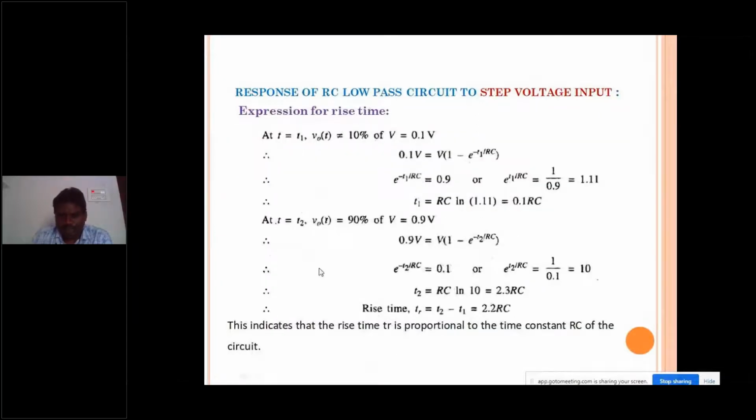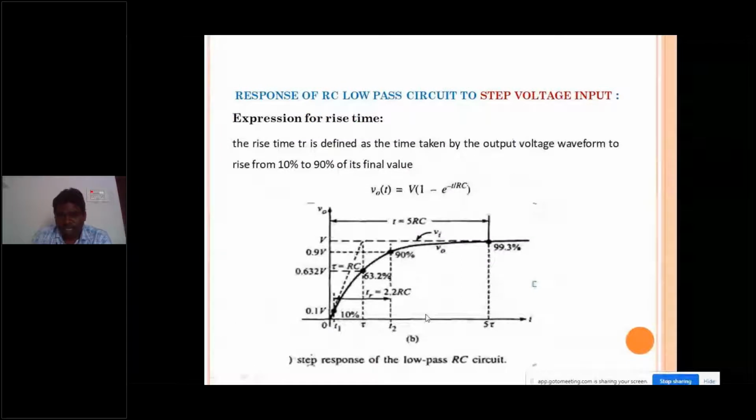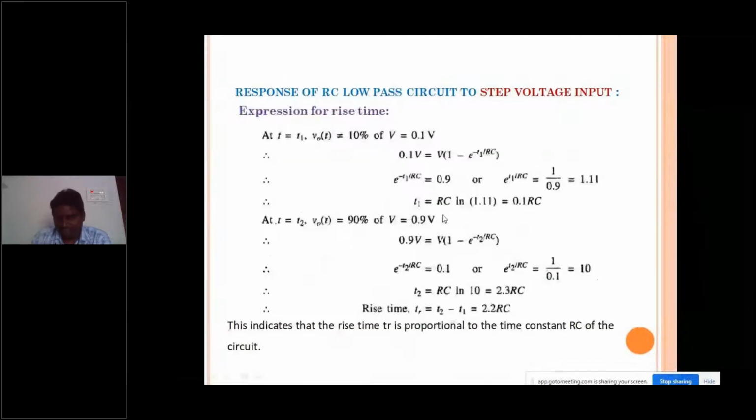Now in this expression, I'm going to substitute different values. So this is the graph. The maximum value will become V. So 10% of V will become 0.1 V and 90% of V will become 0.9 V, right? That is what I substituted in this equation.